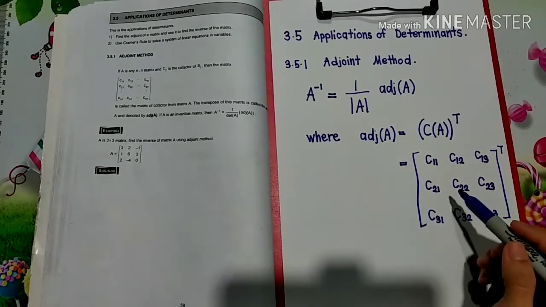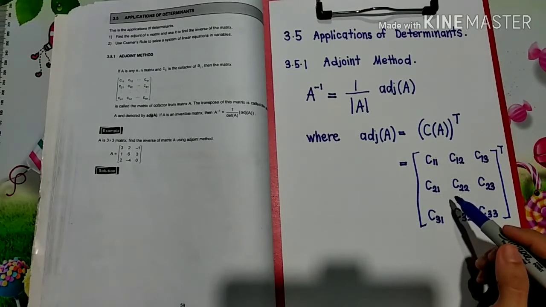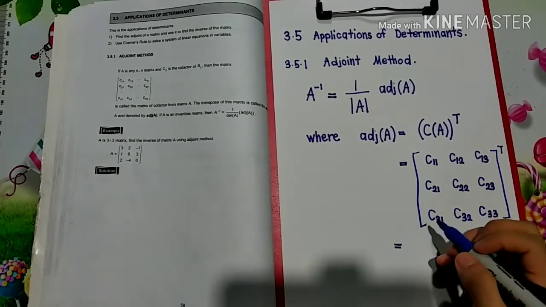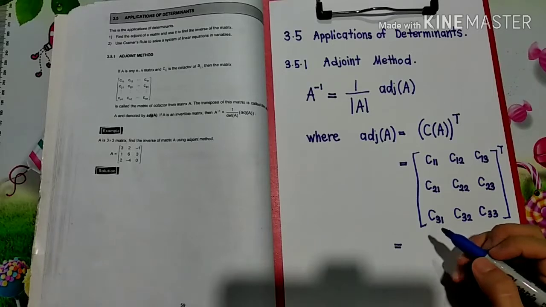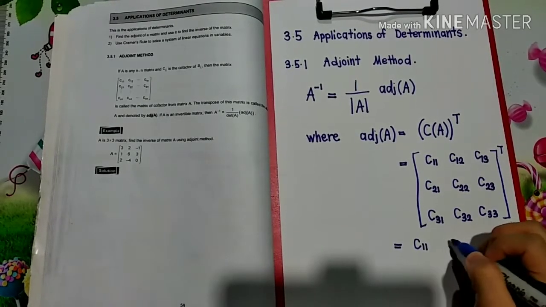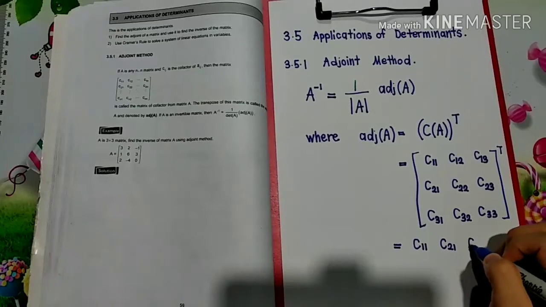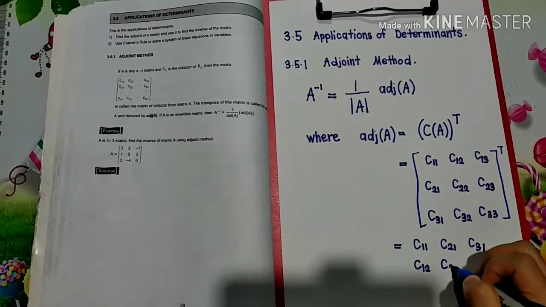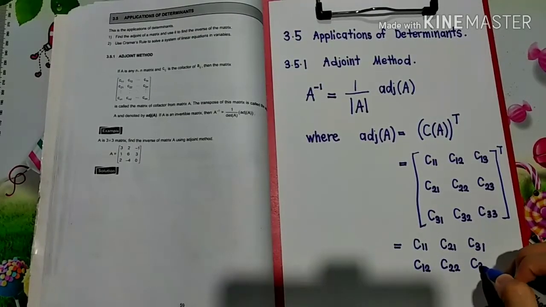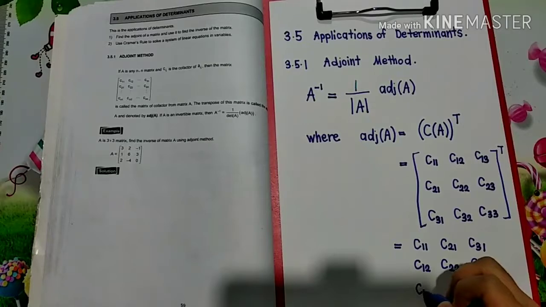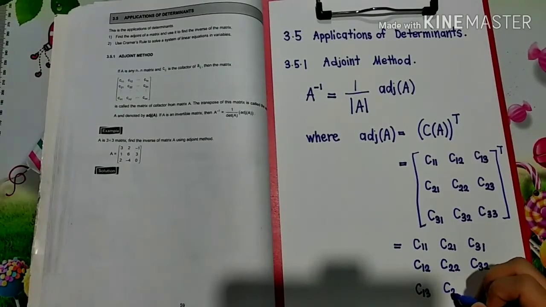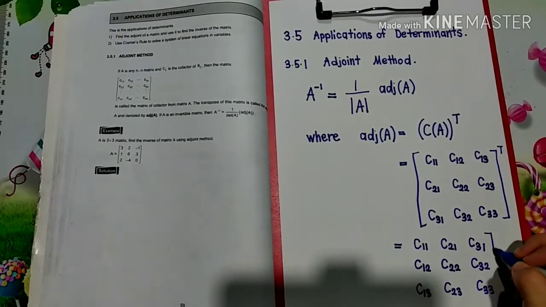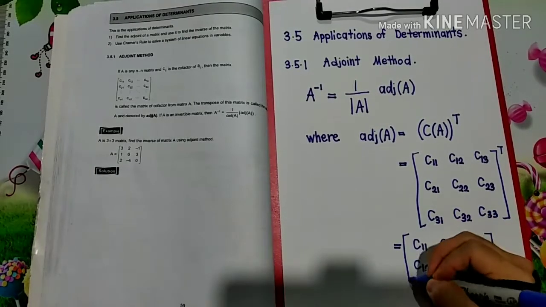of A. For example, here I use A as a 3 by 3 matrix. So when you transpose it, you will get C11, C21, C31, C12, C22, C32, C13, C23, C33. That's how you get adjoint of A.